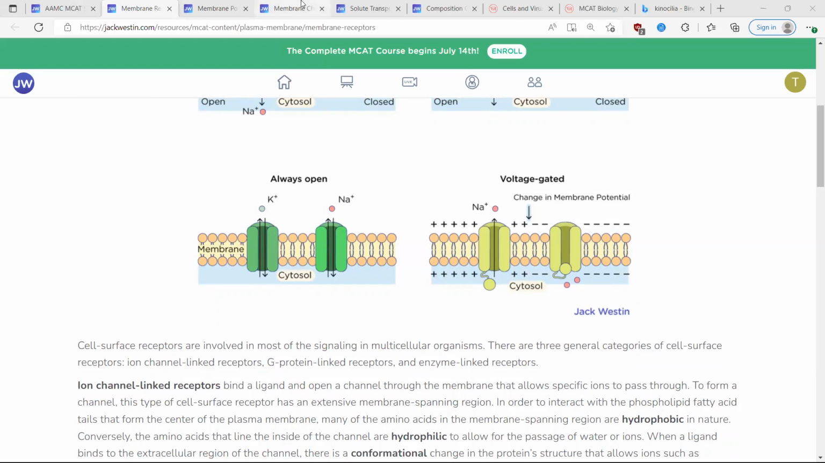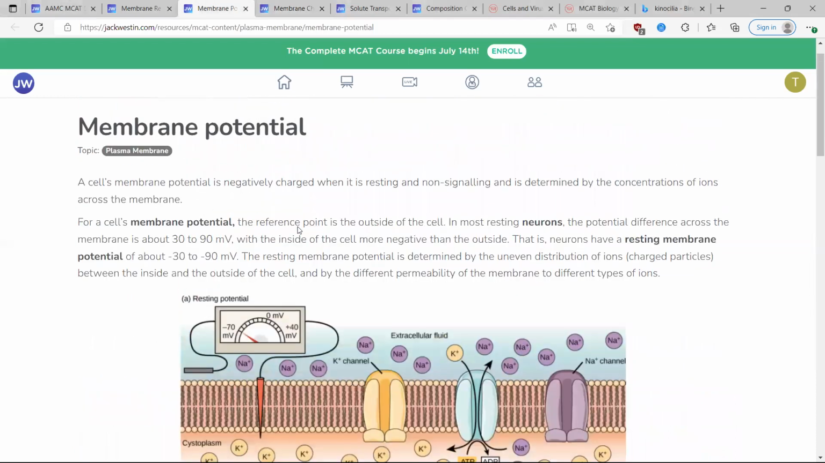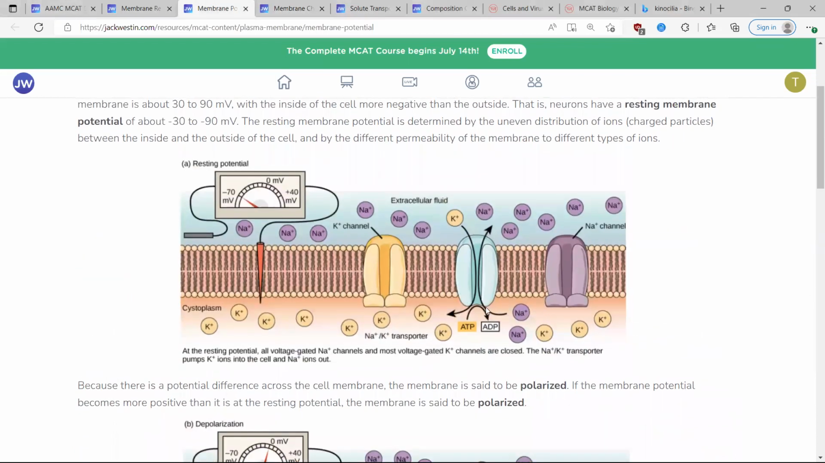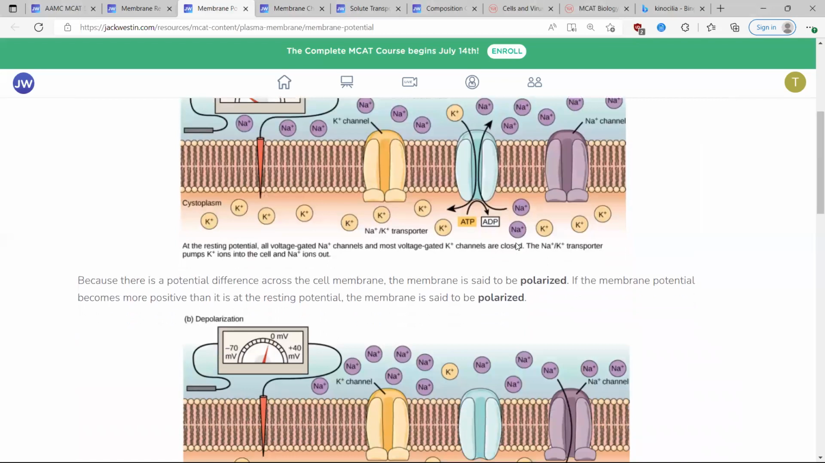So for example, if we go back here, this sodium channel is voltage gated because while the sodium potassium pump is running, this channel is closed, right? It's not just taking the sodium back inside the cell. The pump pumps it out. The sodium channel is not doing anything, right? However, once we reach a certain threshold, right?